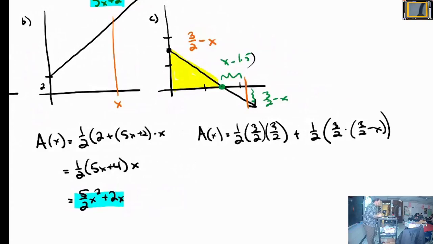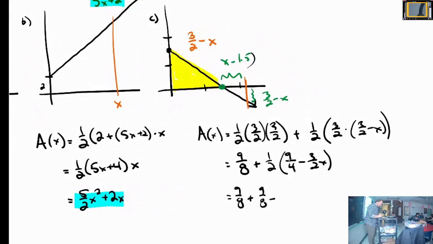It's actually not too rough in the end. It ends up being 9 over 8 plus, I've got to think about this for a minute, 1/2 times 9 over 4. Oh, yeah. Minus 3 over 2 x. Oh, there it is. 9 over 8 plus 9 over 8 minus 3 over 4 x. I feel like I made a mistake in here somewhere.